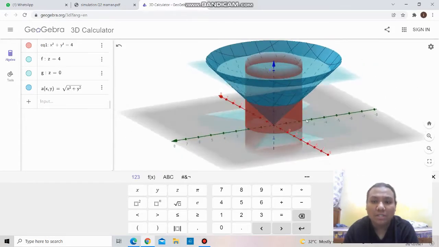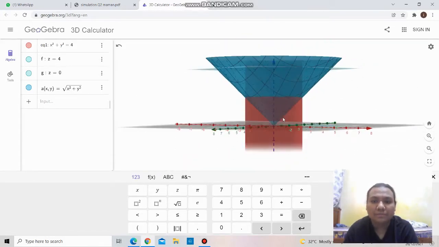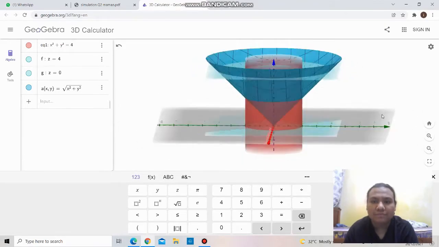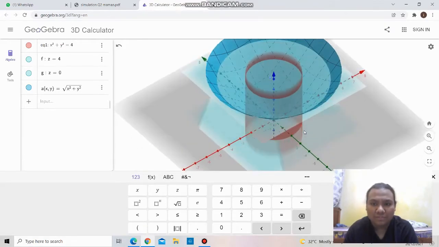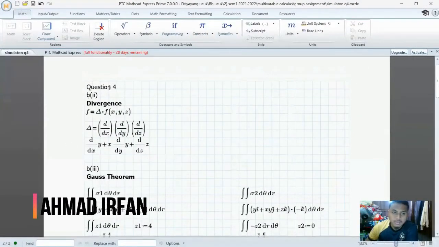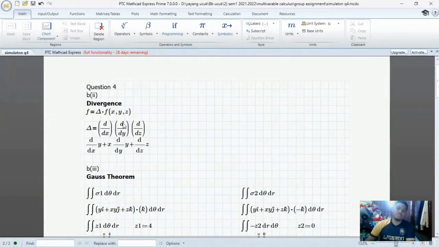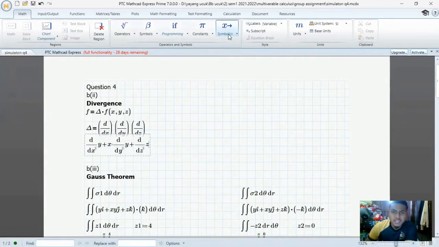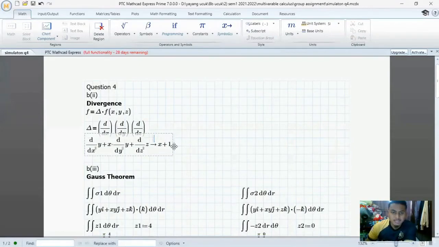Question 4, B, part 1 (Roman numeral). For question 4, B2 is to find the divergence. So we have defined F like this, and we have to differentiate the equation, and we will get x plus 1.